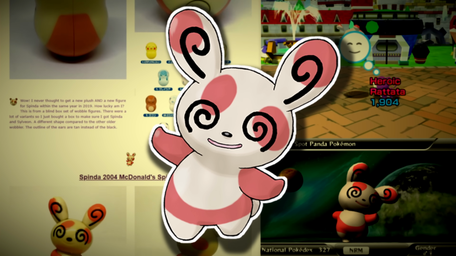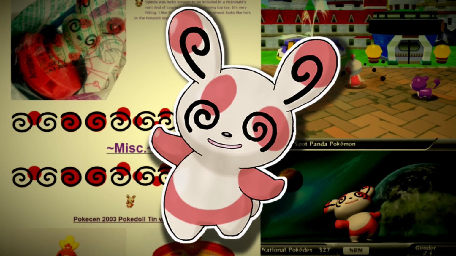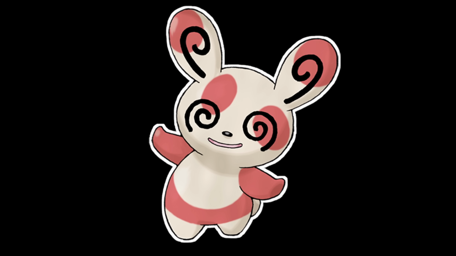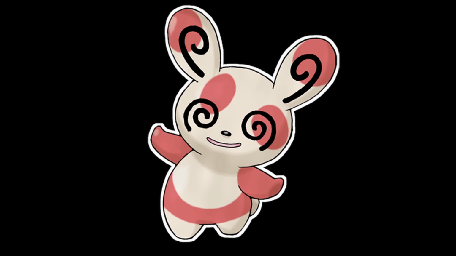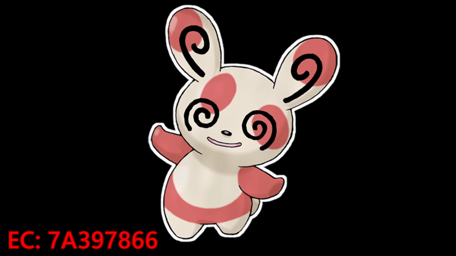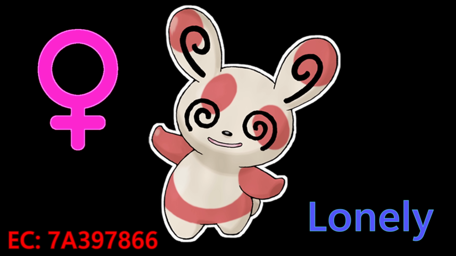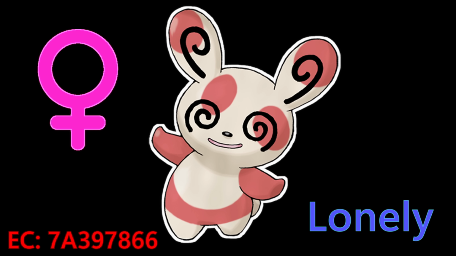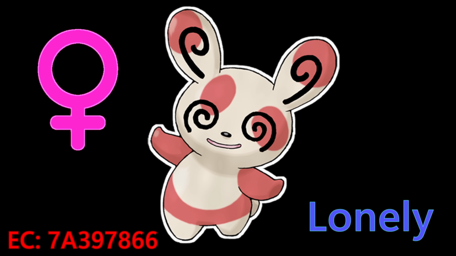This, the pattern immortalized in Gen 7's Pokédex and Pokémon Home, is Nintendo's pick as representative for all other Spindas. As we deduced earlier, the EC for this pattern is the following. If we were looking at this Spinda in Gen 3 through 5, where the PID determines the pattern, that would make this a female with a lonely nature. And this pattern appears well within that period, so I'm going to go ahead and say that she's officially canon.